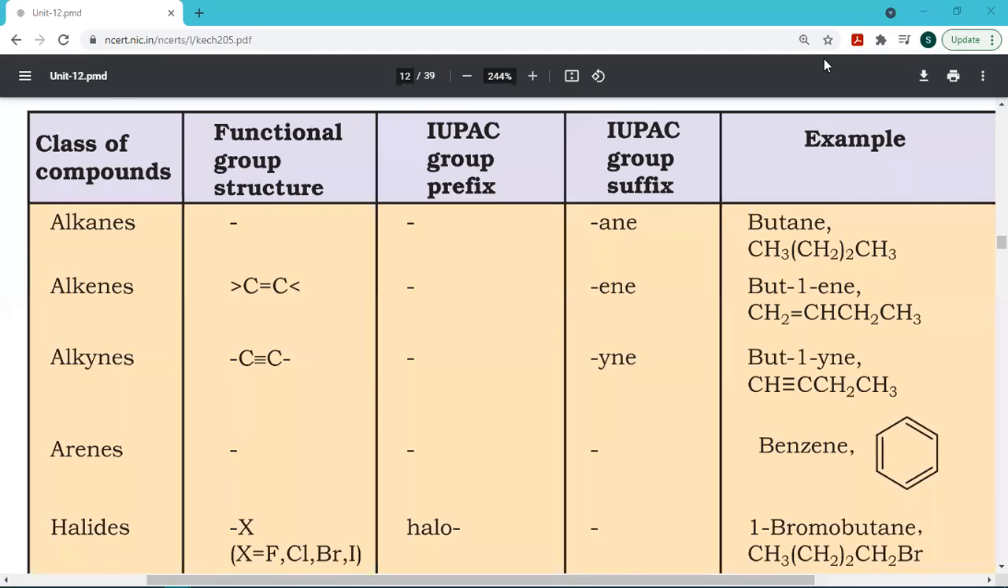So today we'll start our class with the functional group. Okay, Peter, this is the page from your NCERT, in which all functional groups are present. They have mentioned where we have to use prefix and where we have to use suffixes. Sometimes we use prefix, sometimes we use suffixes to nomenclate a compound. Okay, so let's just start.